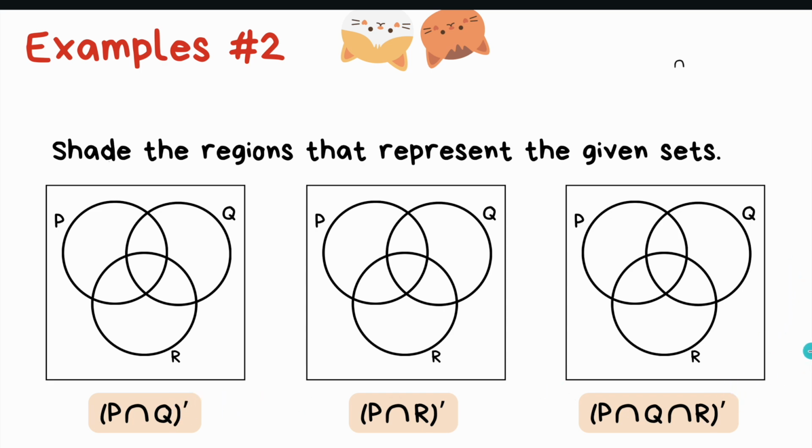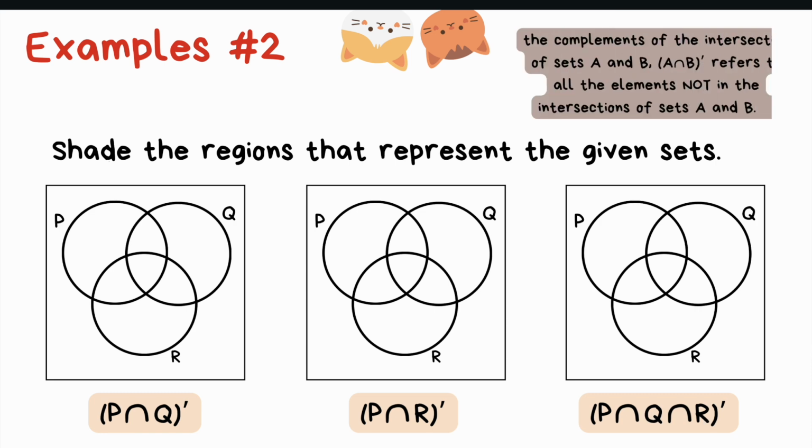Reminder, the meaning of complements is that the complement of the intersection of sets A and B refers to the elements not in the intersection of A and B. For the left one, we already know the intersection of P and Q. Thus, the complement of such intersection would just be everything besides the intersection itself. Hence, the shading would look like this.